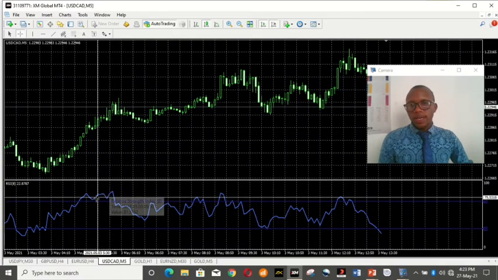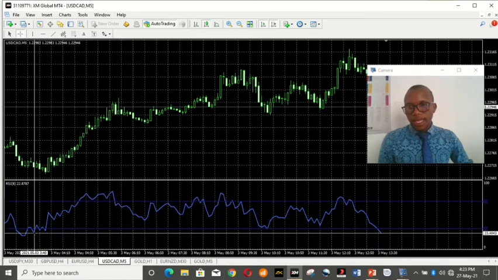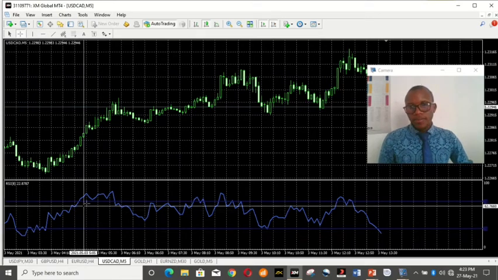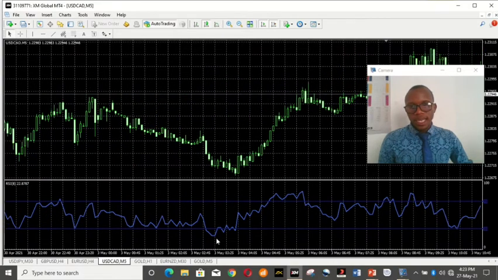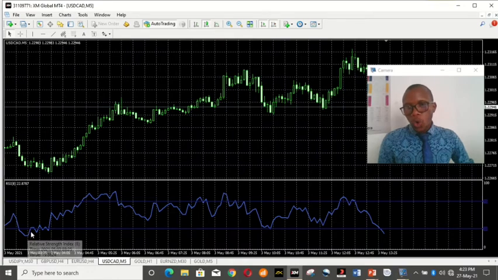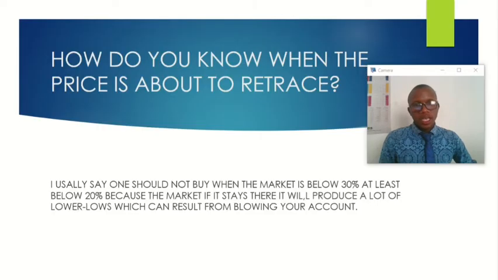So that's what we call overbought. Here the market is oversold. I think it does make sense. Even if you go back a little bit below this line, the market is overbought. No, it's oversold. Above is overbought, below is oversold. So I think now it makes sense. Let us continue with our slides.